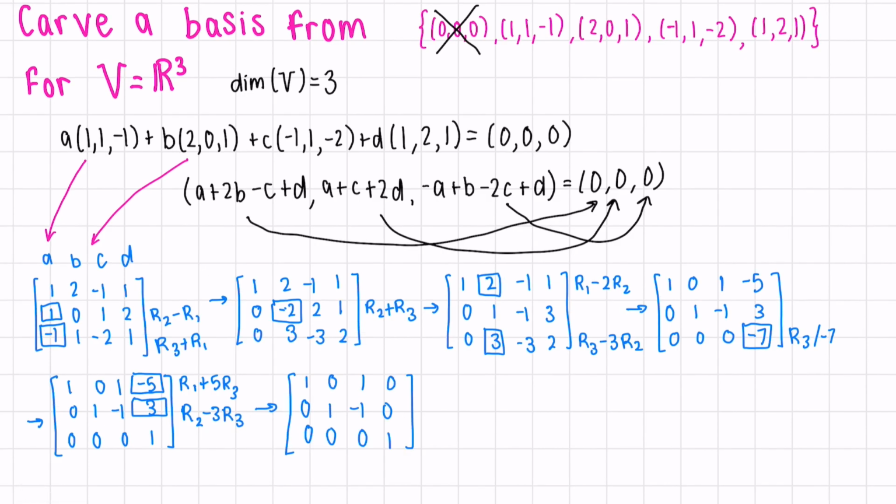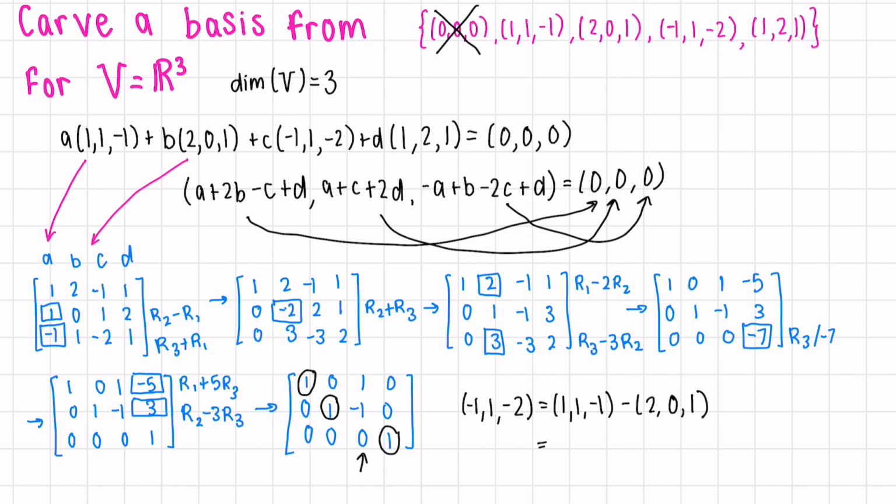Since not all the columns have a leading one, the third column is dependent on the other columns. In fact, we could really eliminate any of these 4 vectors because they're all dependent. If we eliminate one, we're going to get an independent set. But in this case, it's clear that the third vector is just a linear combination of 1 times the first vector minus the second vector.